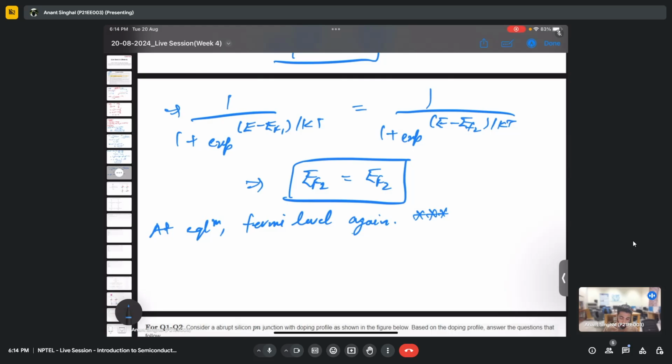Is it clear to everyone? Because we'll be talking about the PN junction, so we need to know how to make the band diagram and why it is happening like that. So that is why this is a very basic overview: the Fermi level always aligns if we have an equilibrium condition.